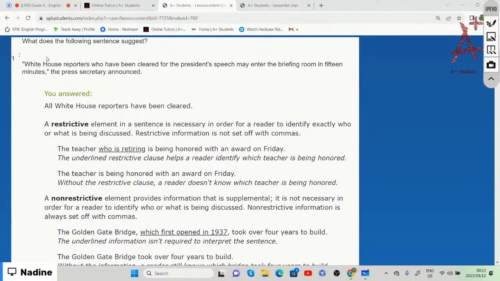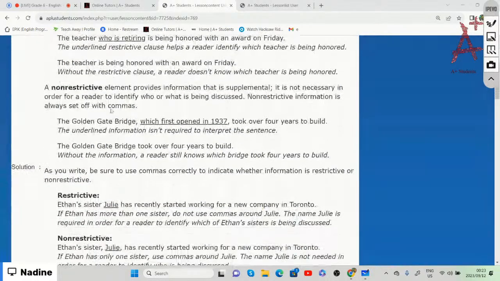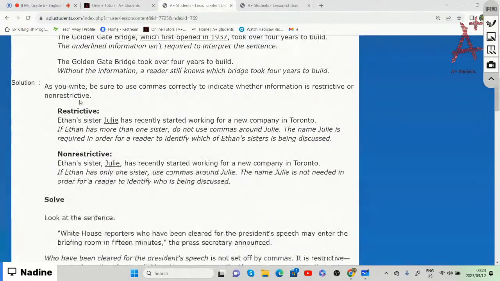So now we need to say, what does the following sentence suggest? That White House reporters who have been cleared for the president's speech may enter the briefing room in 15 minutes. If we try to interpret what the sentence suggests, it could mean that all White House reporters have been cleared. Which means that if you are already standing by the door, then you have been cleared to enter the room in 15 minutes' time. Because remember, if you are already in the White House, it means that you have already been cleared.